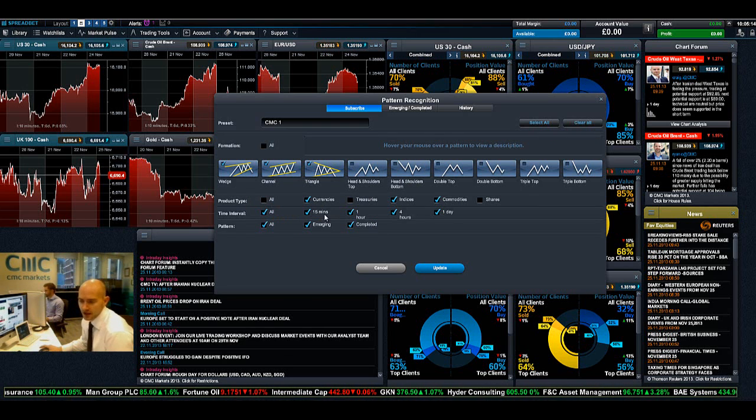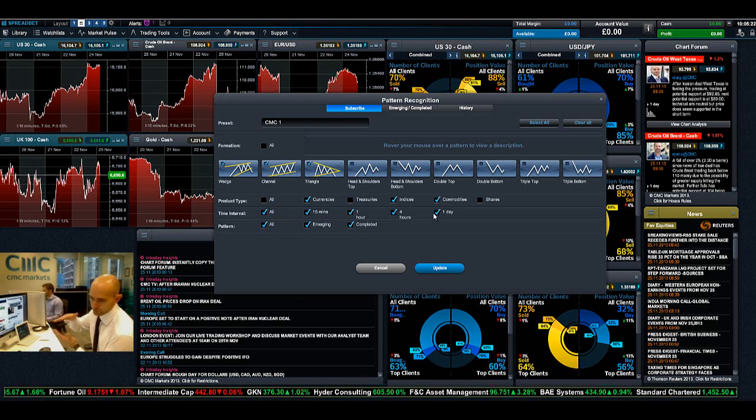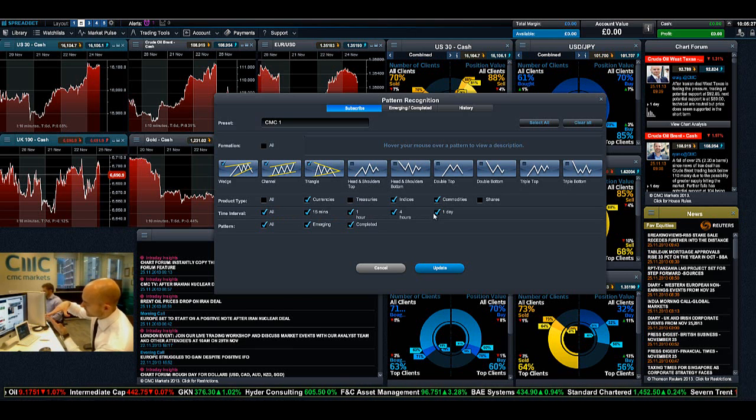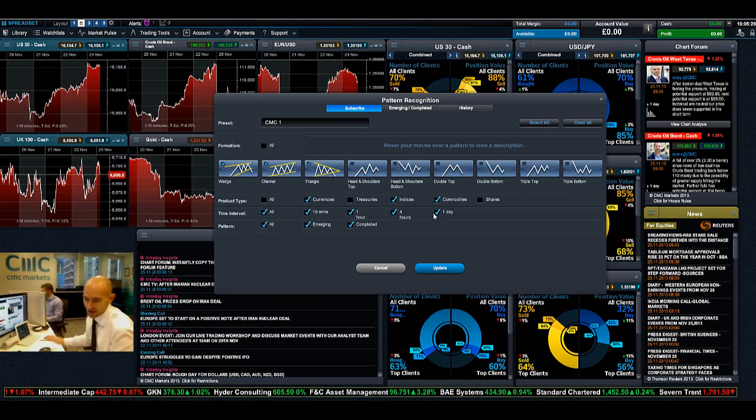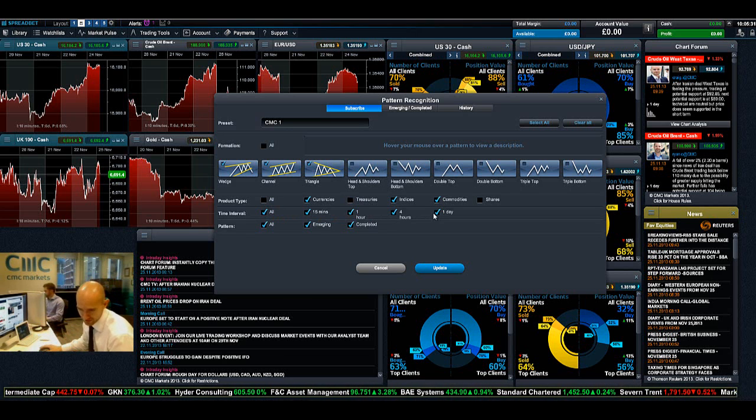Then you've got your time interval. Time interval is basically your candlestick interval that the charts will look at. So if you're looking at 50 minutes, 1 hour, 4 hours, or 1 day, that's just the interval of your chart. So if you've got a triangle formation and it's 50 minutes, each bar that you see within the pattern will be a 50-minute interval. And it's the same for 1 hour, 4 hours, and then 1 day.